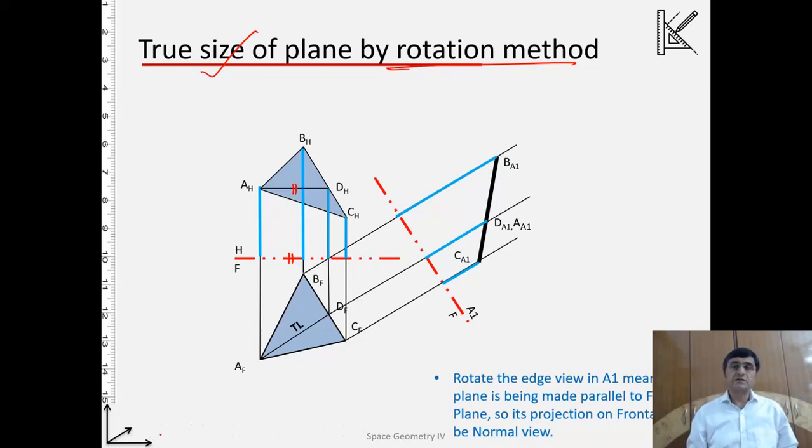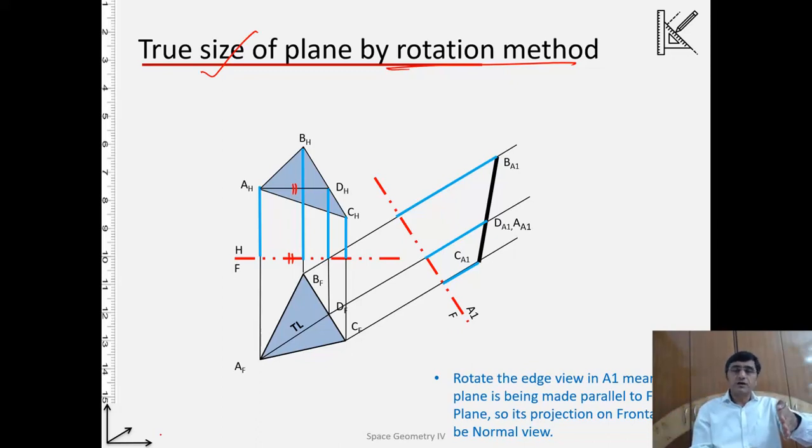The concept is this: right now this plane is inclined to the frontal, but if somehow I can rotate this plane so that it becomes parallel to the frontal, then what will happen? If I am rotating this plane to make it parallel to the frontal, that means its corresponding projection is also rotating onto the auxiliary plane.